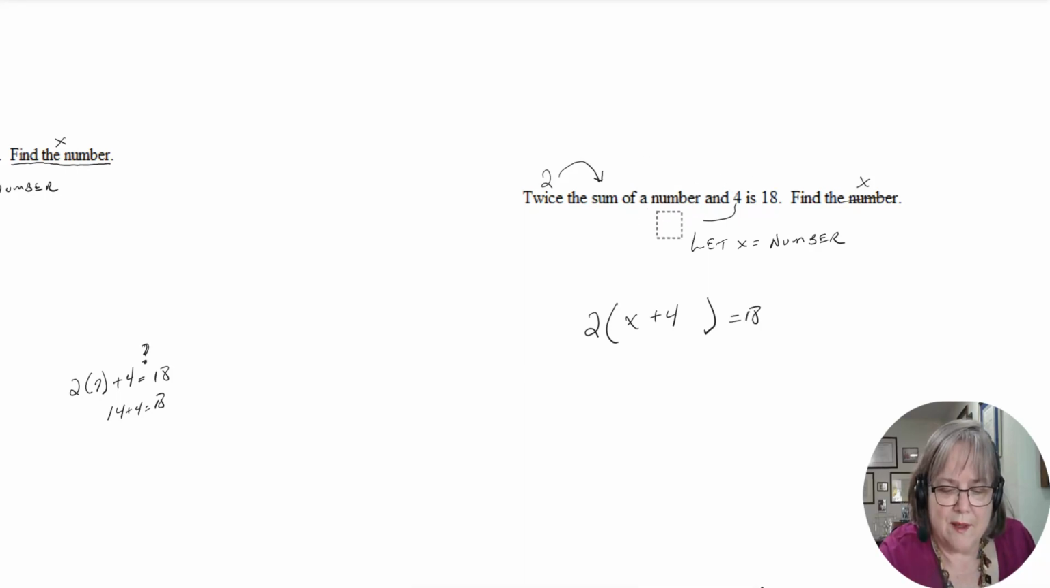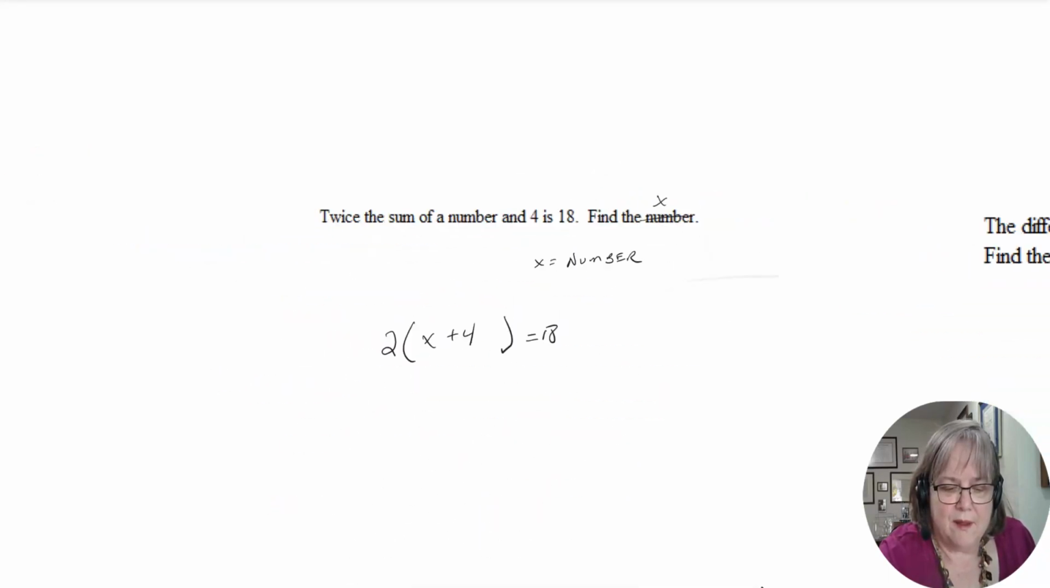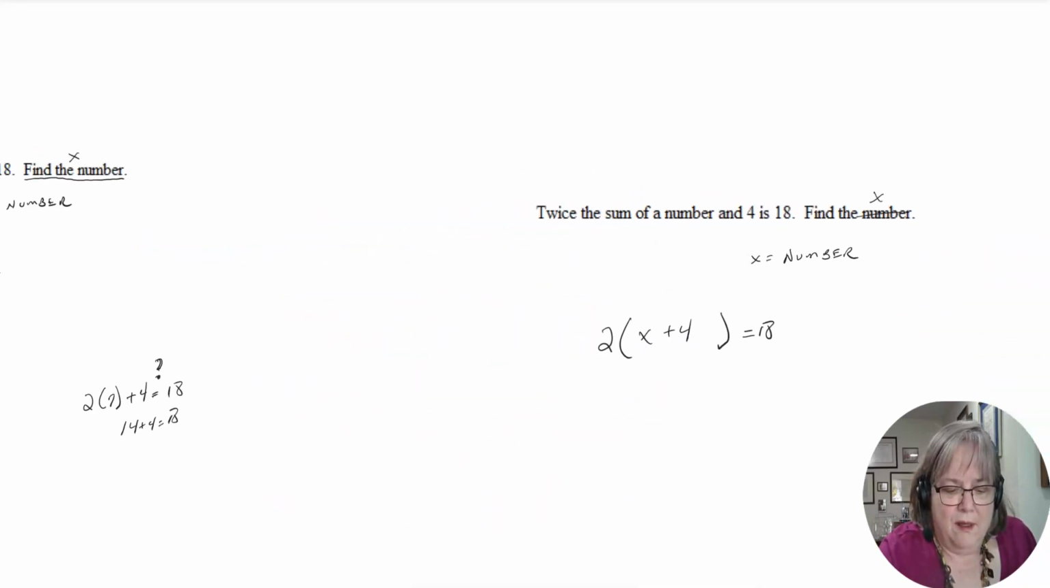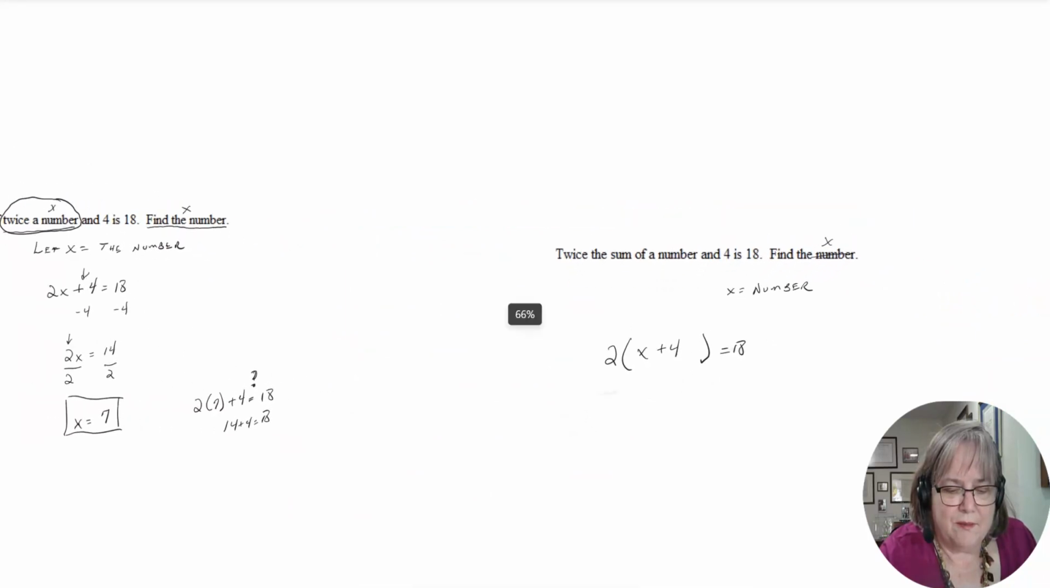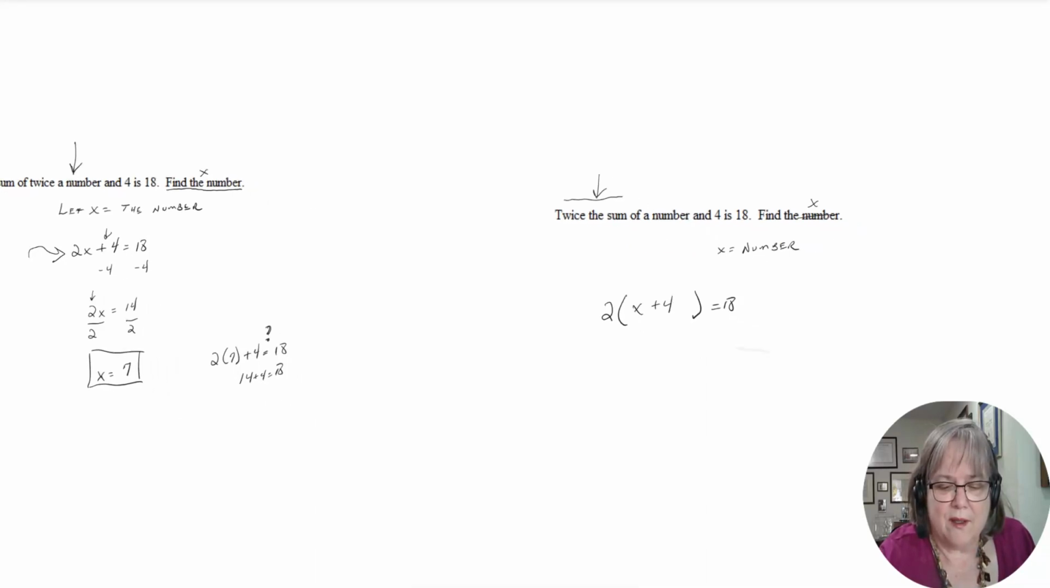So I'm going to back this up. Look one more time. So if you look, this one over here, the first one, is twice a number. So here's 2 times x. This one is twice the sum. So here's 2 times the sum. So it's in parentheses. So do you see the difference? Okay, let's go ahead and get started.